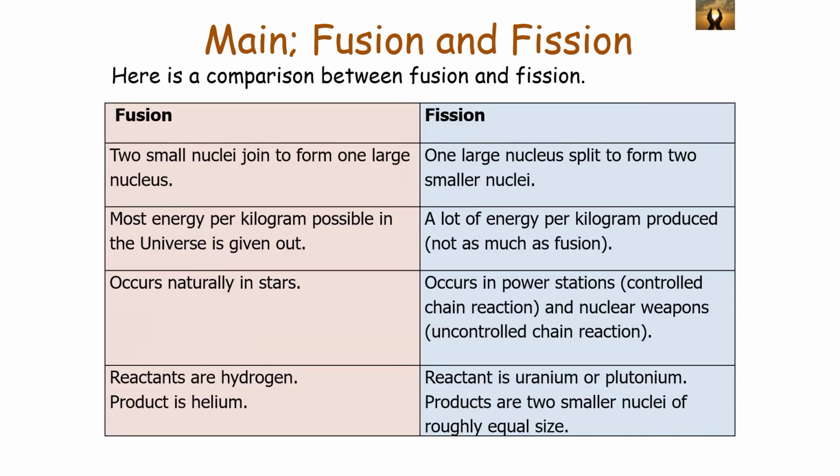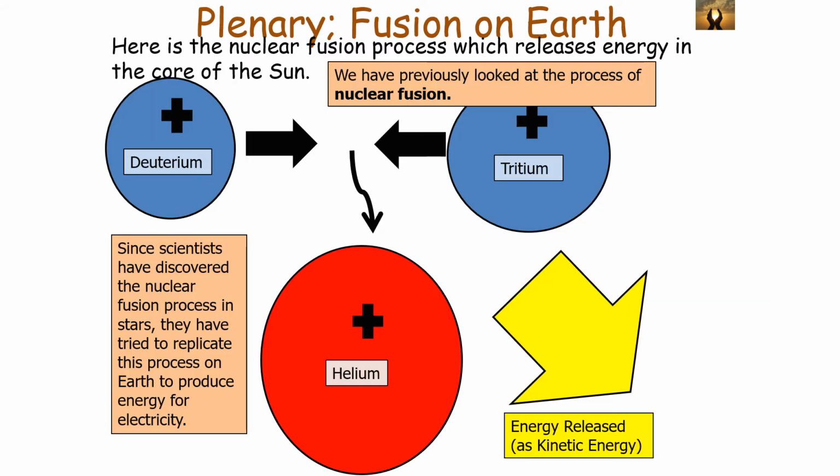So let's just look at the comparison between the two. You can just look at the differences between the two fission and fusion processes. Now, it's important to note that whilst we understand the process of nuclear fusion, we've tried to replicate this on Earth to produce energy for electricity. Now, it's important to note that this will release energy as kinetic energy.